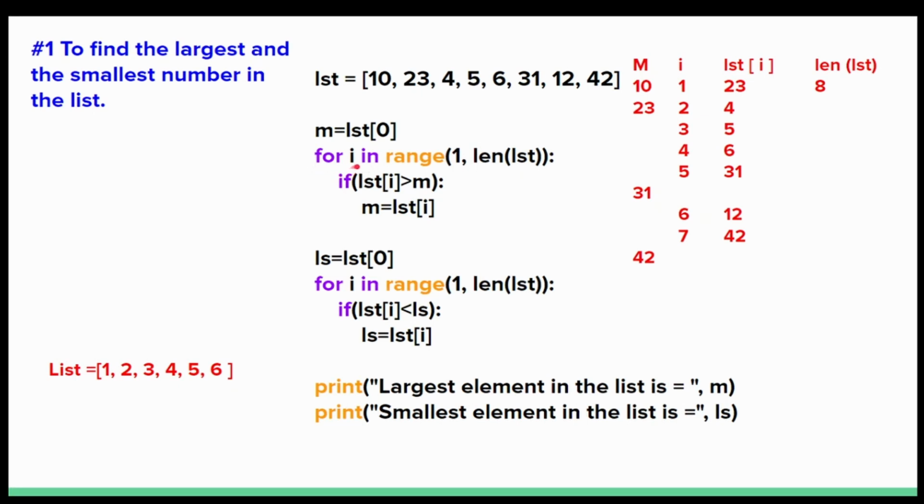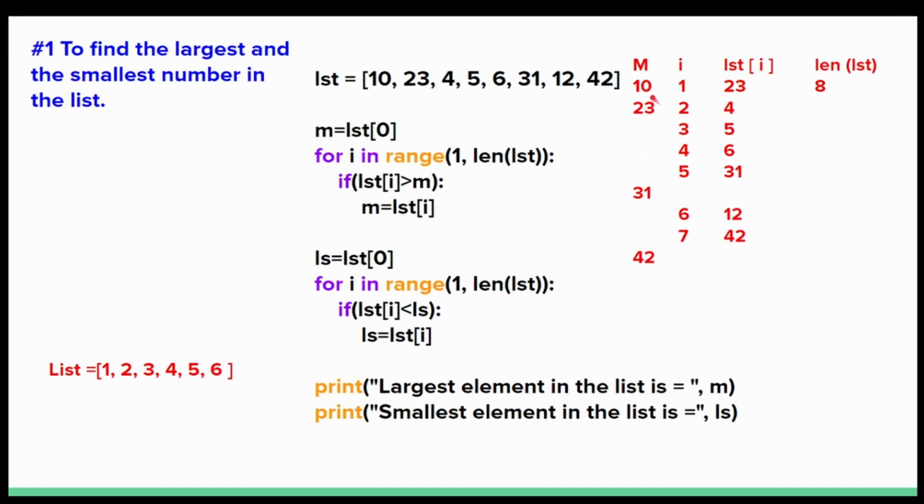Now in the next statement, a for loop is running which will run from 1 to len of lst. Len of lst is 8, means this loop will run from 1 to 7. And what I'm doing, I'm checking the ith element of the list, whether the ith element of the list is greater than m value or not. M initially will contain first element, that is 10, and here I'm checking the second value which is greater than 10. If the second value is greater than 10, it will be stored in the m variable.